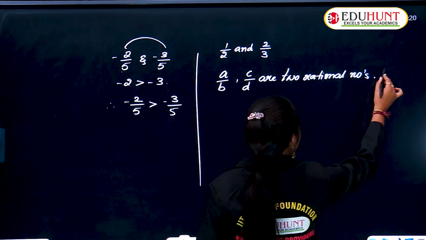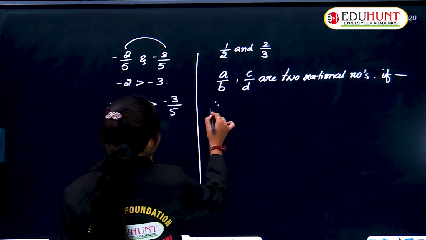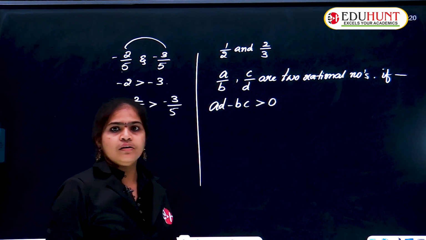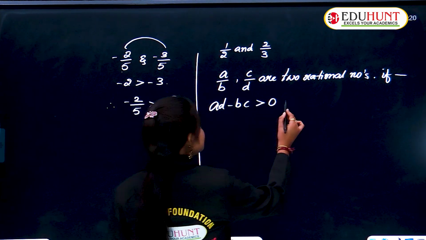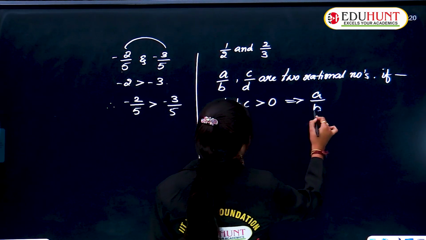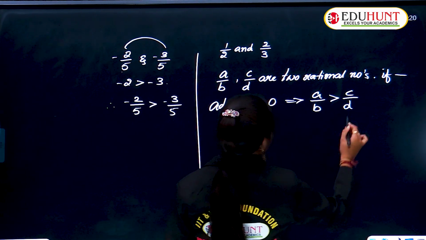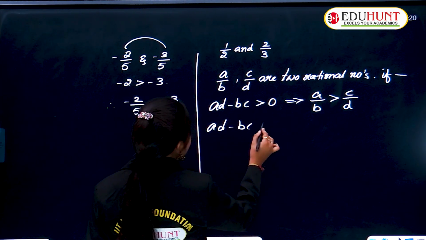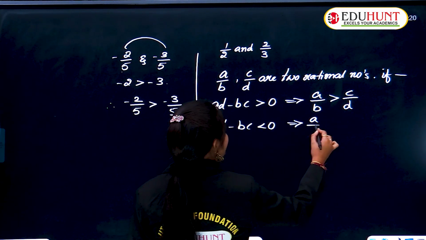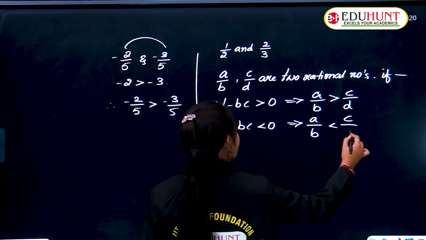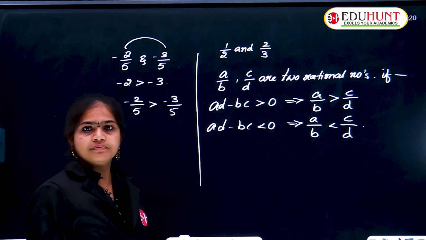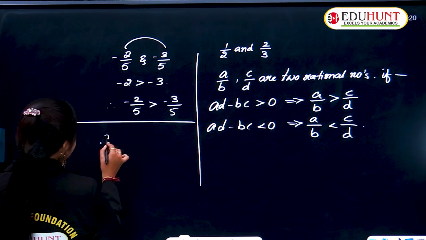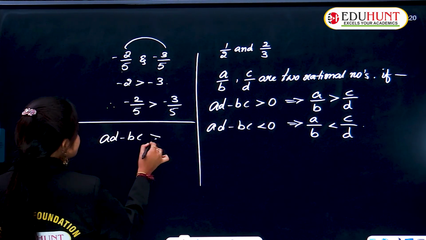If AD minus BC is greater than 0, then here A by B is greater than C by D. And in the same way, if AD minus BC is less than 0, then here A by B is less than C by D. How will it be? See that. For example, take AD minus BC greater than 0.